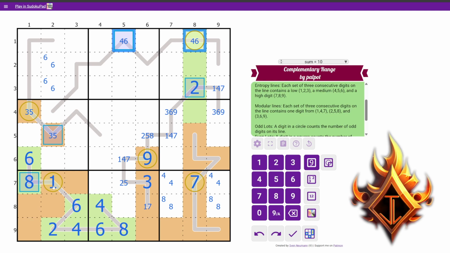Three. 3 cannot be here. So 3 will be in this little L, and it's also here in one of those. So we have nothing on column 3 in either box. So there will be a 3 up there. 8.